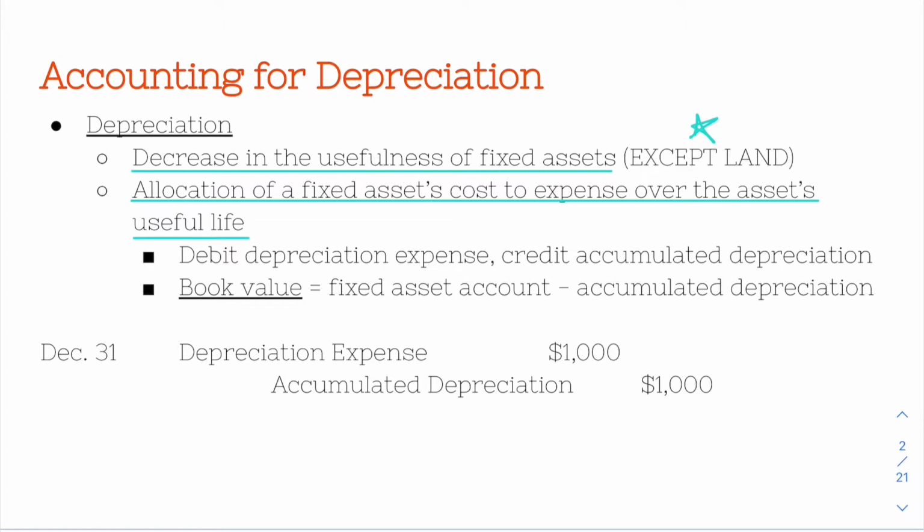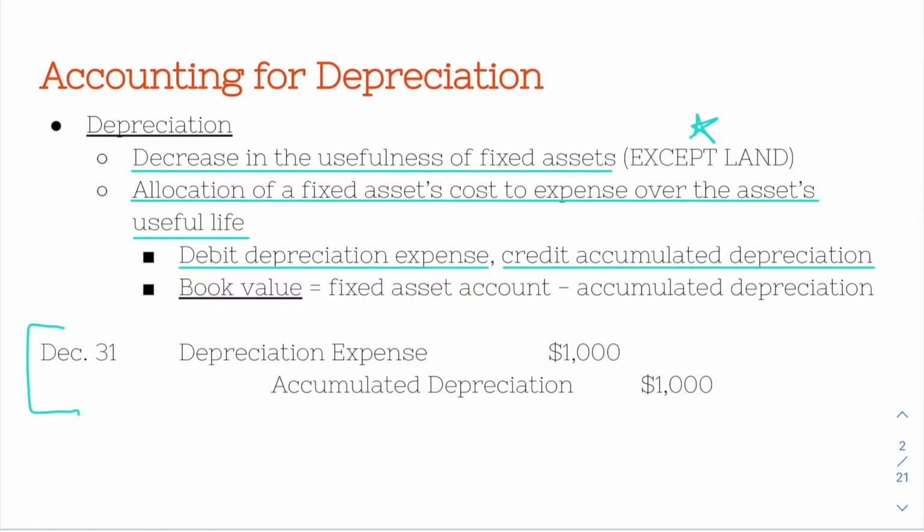And how do we record that? How do we journalize it? It's going to be the following. We went over this in chapter 3, but now we're going to go through it again. You are always going to debit depreciation expense to account for the fact that this is an expense, the decline in usefulness of the fixed asset, and then we are going to credit accumulated depreciation.